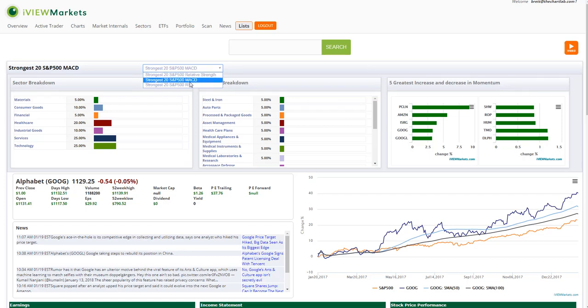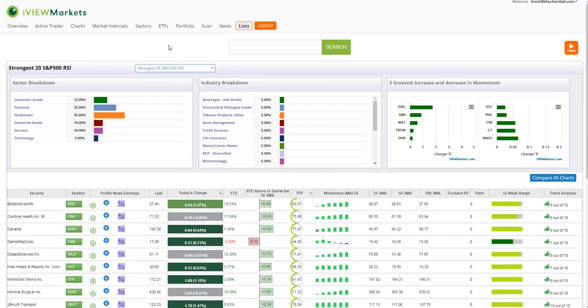Now, I want to point out something that could be very helpful. This is good for sector rotation because it allows you to see what's moving much more quickly at the individual stock level than the ETF level. So if you see a sector ETF that you want to buy, this could potentially be a good entry into that as well.